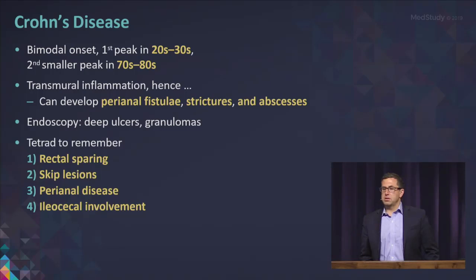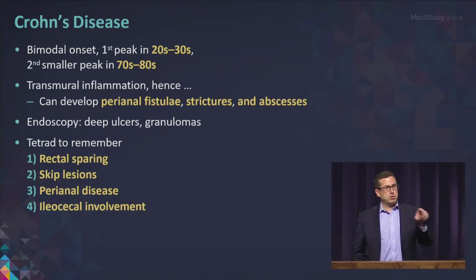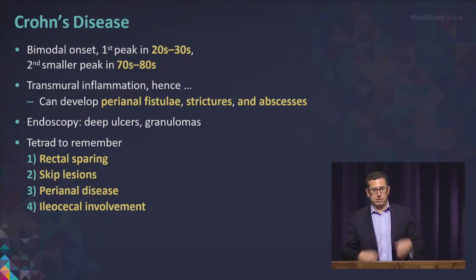So just to hone in a little bit and talk more about Crohn's disease, there's typically a bimodal onset. There's a first peak in incidence in patients in their 20s and 30s and a second smaller peak for patients in the 70s and 80s. The inflammation is transmural, so it involves the entire wall. That's a good way to remember why you get fistulas and abscesses, because the entire wall is involved.